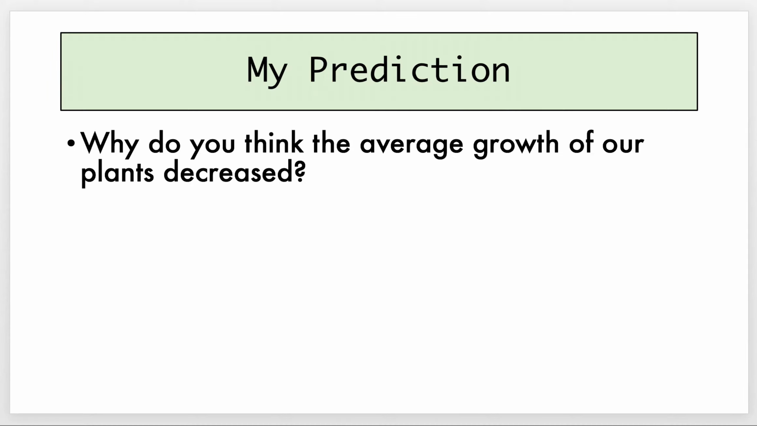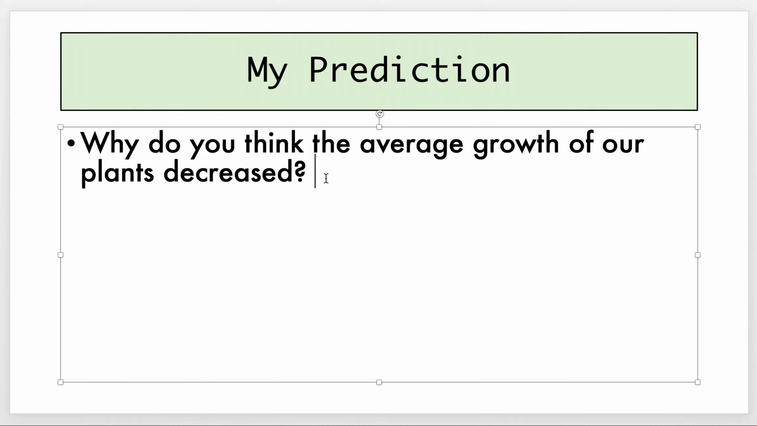So, prediction, guys. Why do you think the average growth of our plants decreased? Remember, it had to do with us changing the environment of our plant. So if you said it was due to the plant not receiving direct sunlight, then you are correct.